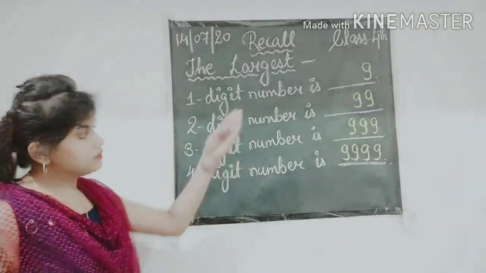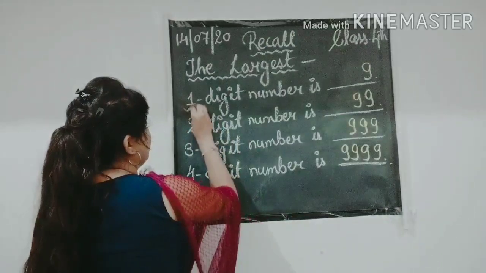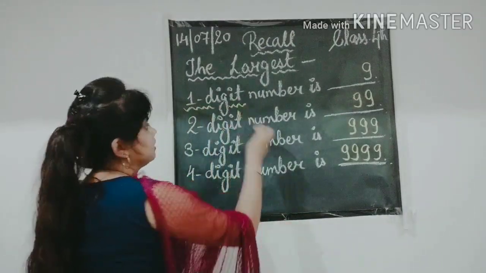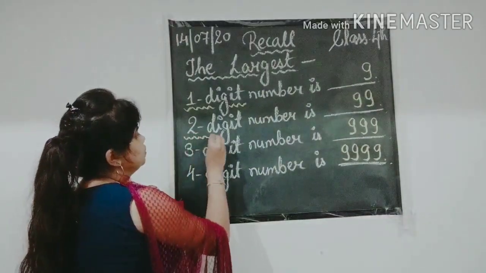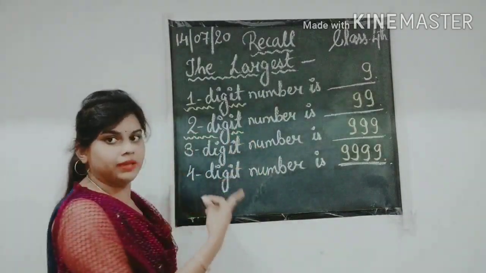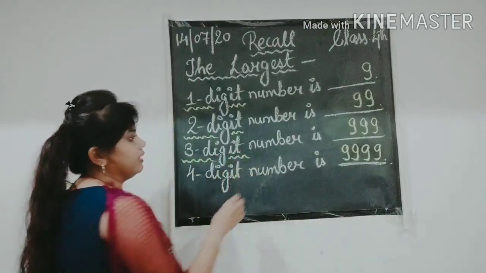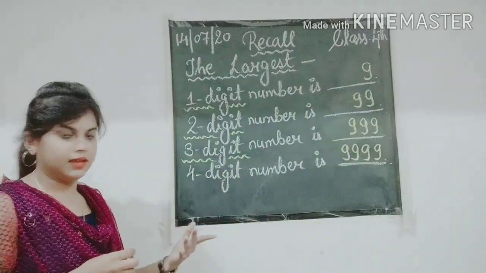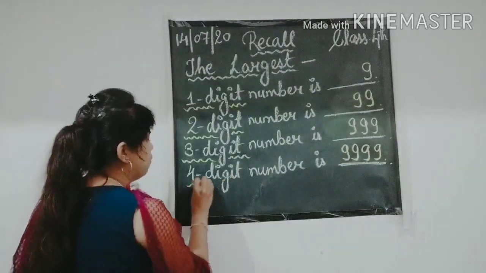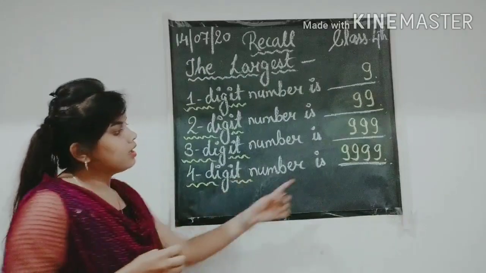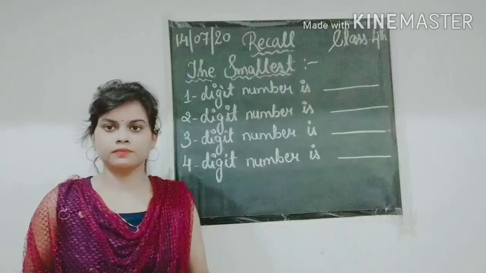Now, do you see a pattern here? The largest one digit number is 9. The largest two digit number is 2 times 9. The largest three digit number is 3 times 9, that is 999. The largest four digit number is 9999, that is 4 times 9.